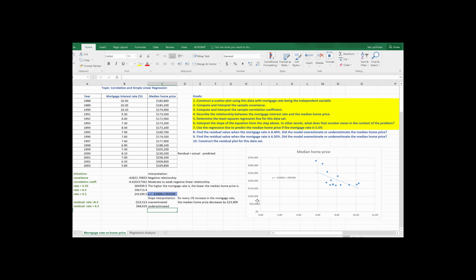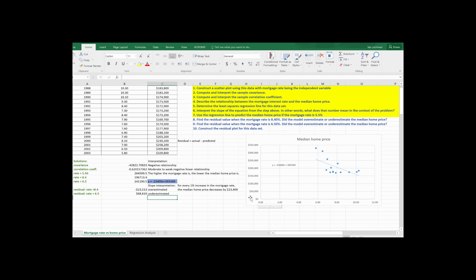Okay, so that kind of gives you an idea how good of a model this is. It's underestimated over here by a lot, $68,000, right? It's overestimated by 23. Okay, it's still not a little number, right? This is mortgage, so anything over $1 probably is significant. Maybe not $1, but 23,000 is definitely significant.